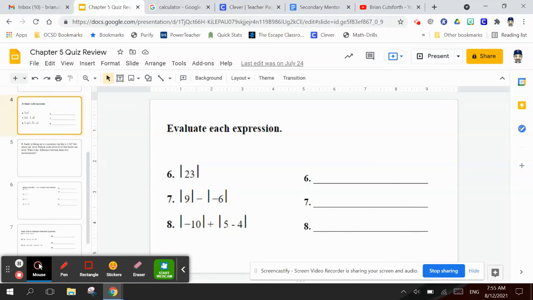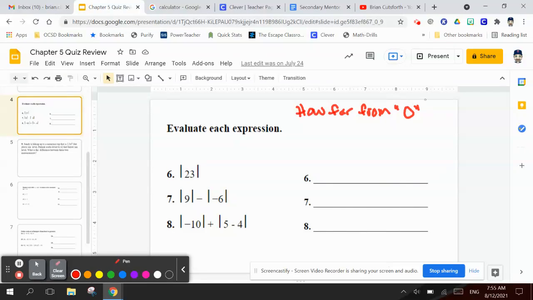Absolute value is simply how far from 0. How far is a number from 0? So when I look at number 6, absolute value of 23, how far away is 23 from 0? Well, that would be 23. So your answers are always going to be positive. Look at number 7.